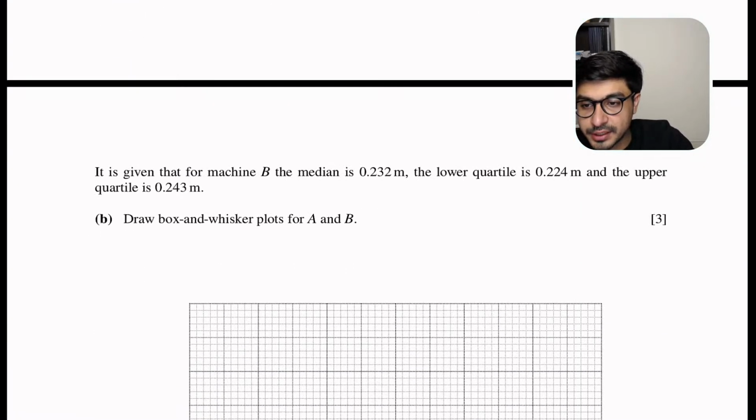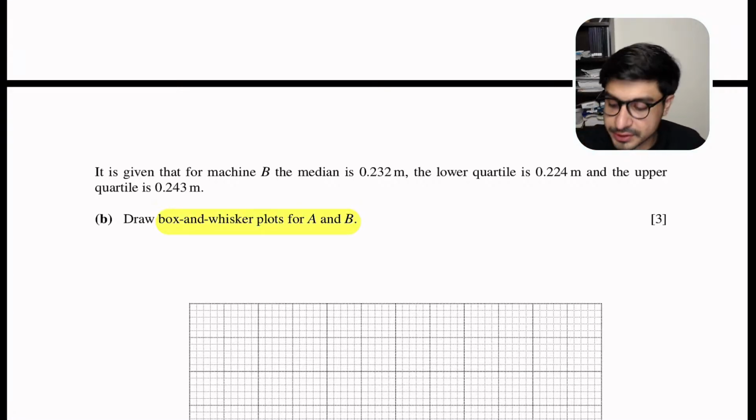Let's look at the next thing. It is given that for machine B, the median is given, the lower quartile is given, and the upper quartile is also given. Now they're asking to draw the box and whisker plot for both A and B, right?